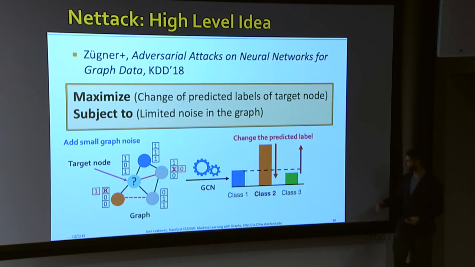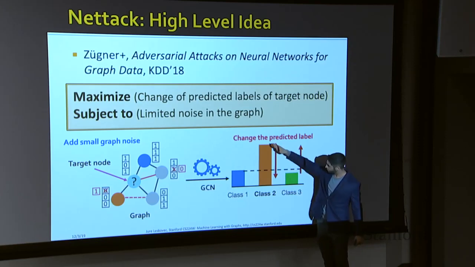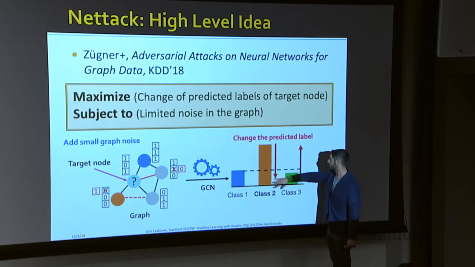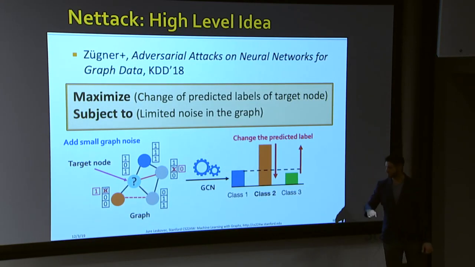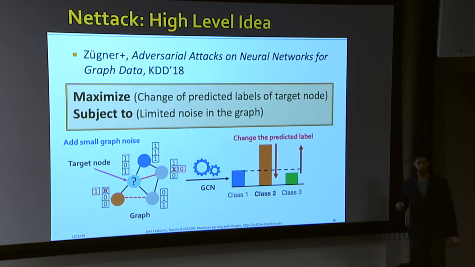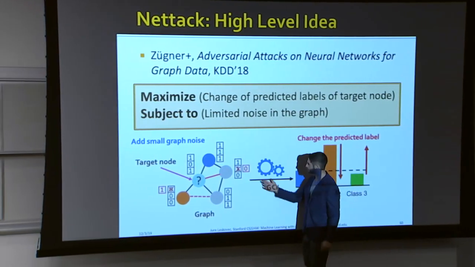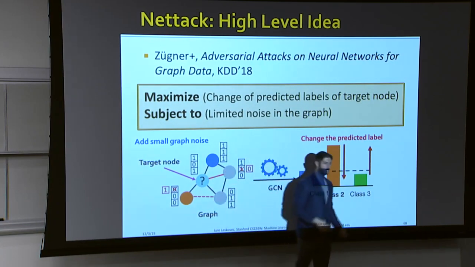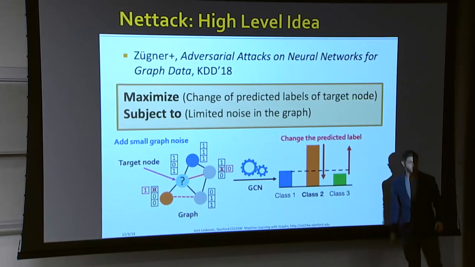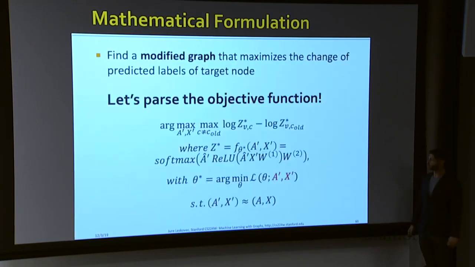So we want to make sure that, say, class 2 is not recommended and class 3 is recommended. We want to bring down this probability, and we want to bring up the class 3 probability. But this maximization has to be subject to a limited amount of noise in the graph. So we don't want to act on the whole graph, change all the features and all the connectivity. Rather, we want to do just a few modifications. Like in this case, we change 2 feature values, we cut one edge, and we added one edge, and this already leads to this kind of misclassification, all right? So this is the very high level goal that we have in mind.